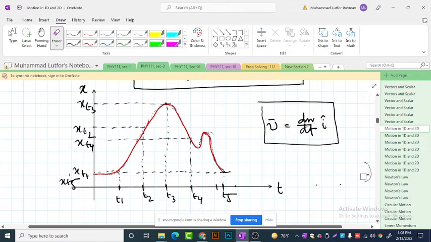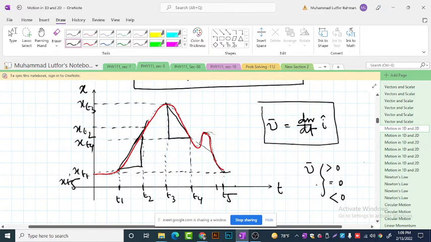So dx over dt is basically going to give me the slope of this curve. If you take the slope between times t1 and t2, you will find that the slope is positive. If you take the slope between t3 and t4, that's going to be negative. Or between t4 and t5, if you take the slope, that is also going to be negative. So the instantaneous velocity could be greater than 0, less than 0, or equal to 0.